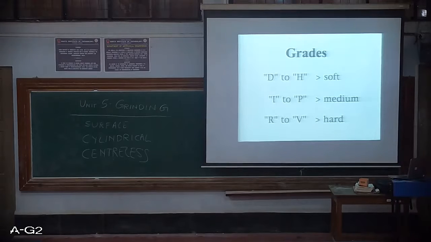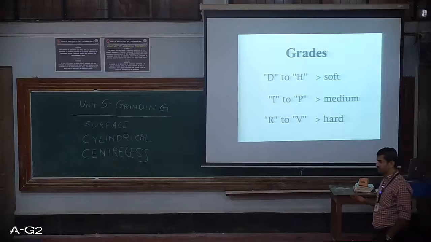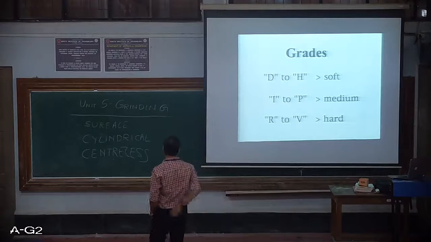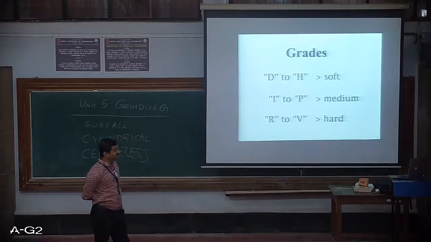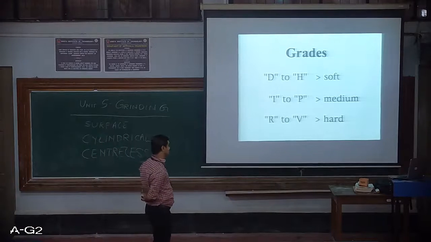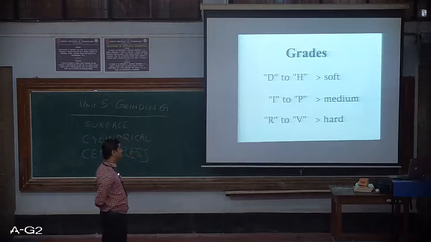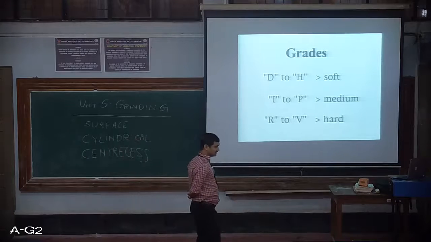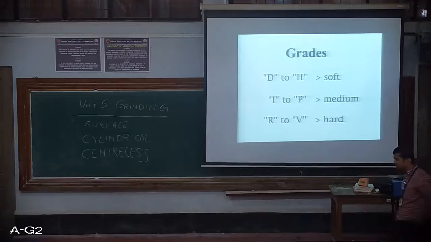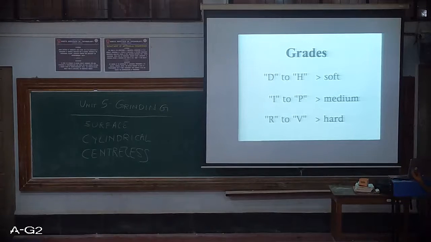So how are the abrasive particles termed, what is the terminology that is used? Generally they are indicated by these alphabets. From D to H means it is soft. From I to P it is medium, and from R to V it is hard. The categorization is done, or the nomenclature is given, in standard form. That's it.